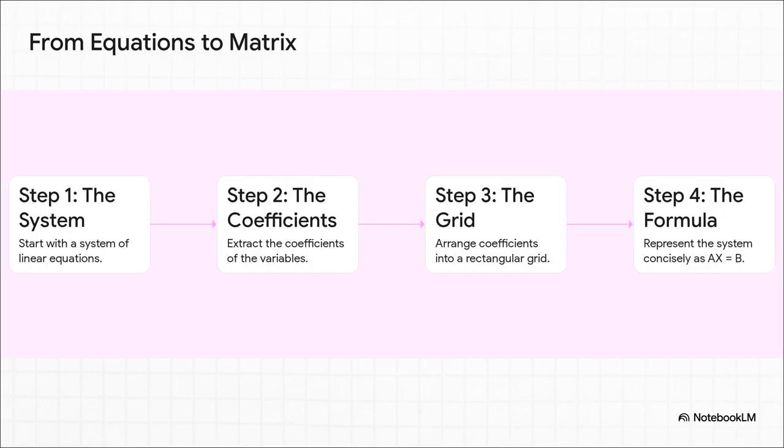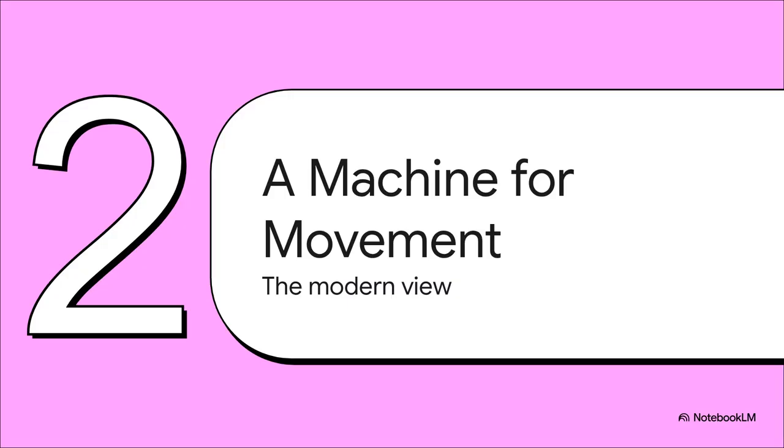So, its first big job was tackling those super annoying systems of linear equations. The genius was that you could just pull out all the numbers, the coefficients, stick them in this grid, and bam, suddenly this messy problem looks clean and simple. It was all about organization. All right, so that's world number one, the matrix as a static box.